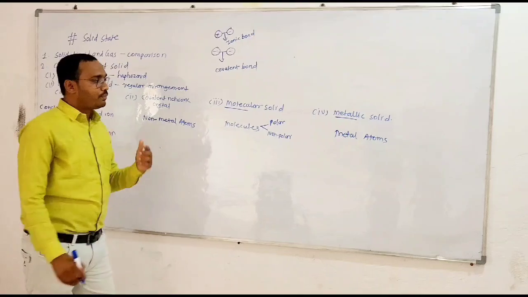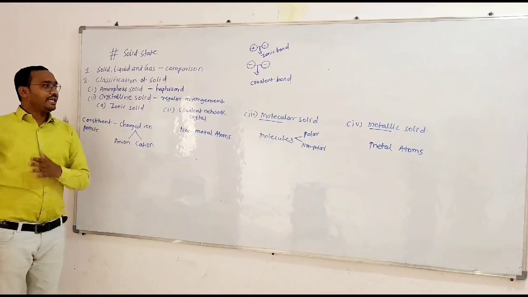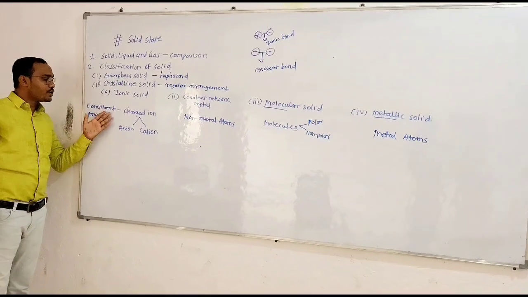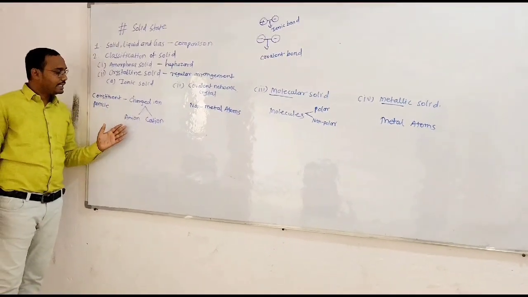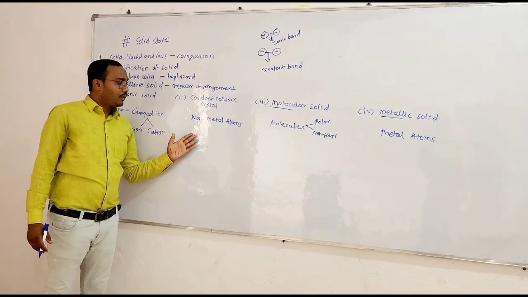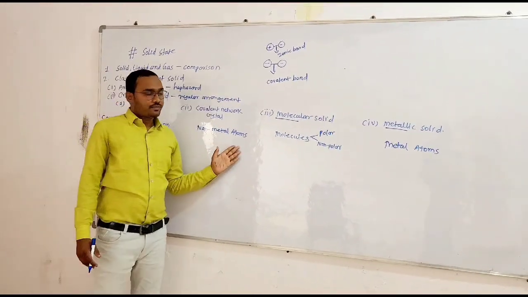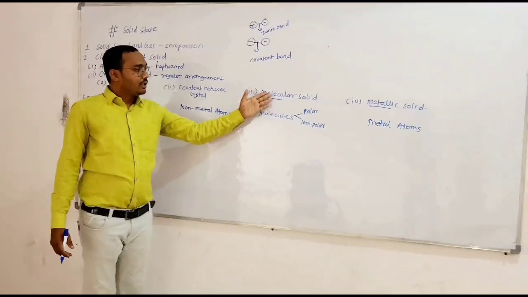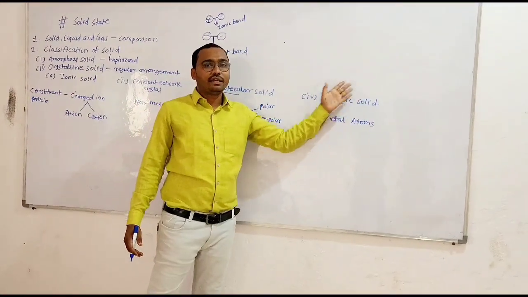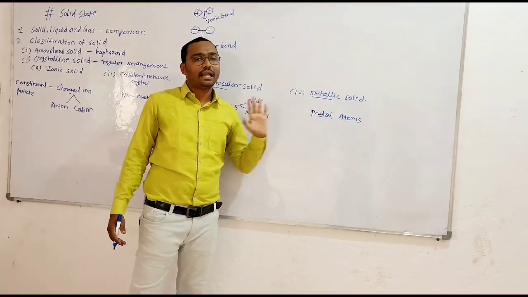So this is the most important point to differentiate among the different types of crystalline solids. In an ionic solid, the constituent particle is charged ions, that is anion and cation. In a covalent neutral crystal, the constituent particle is non-metal atoms. In a molecular solid, the constituent particles are molecules. And in a metallic solid, the constituent particle is metal atoms.